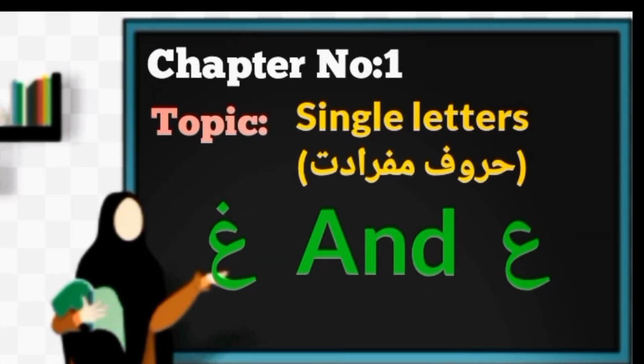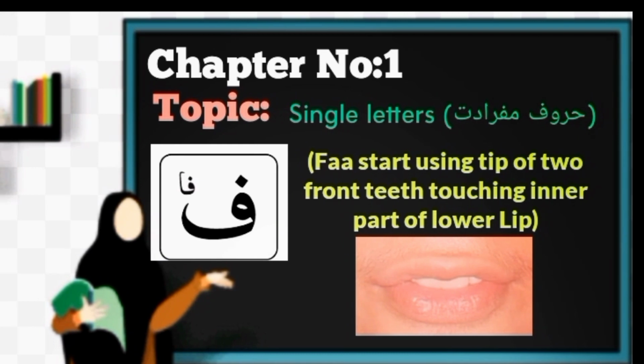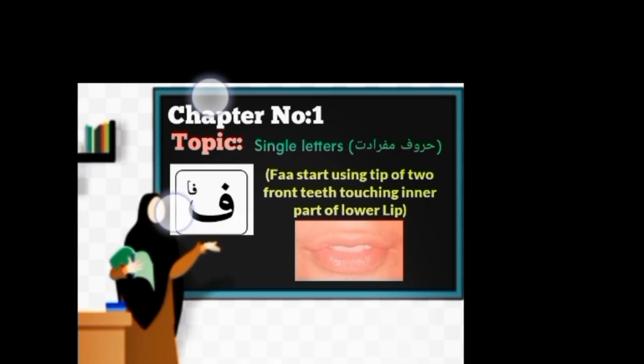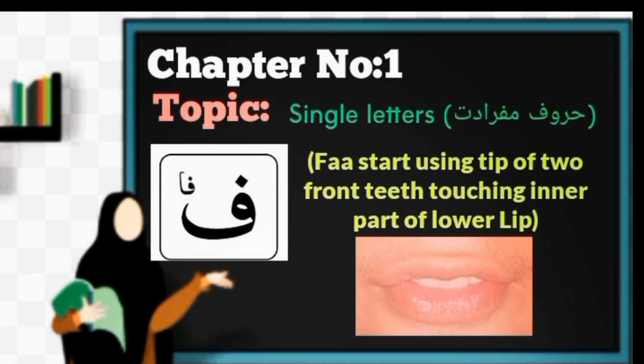So my dear students, after Ghain, the next letter we have is Fa. Remember, it's Fa. Fa has one dot on top. Okay, let's see the makhraj of Fa. Fa starts using the tips of the two front teeth touching the inner part of the lower lip. From here, you can see. Now I read and you try after me. Fa.